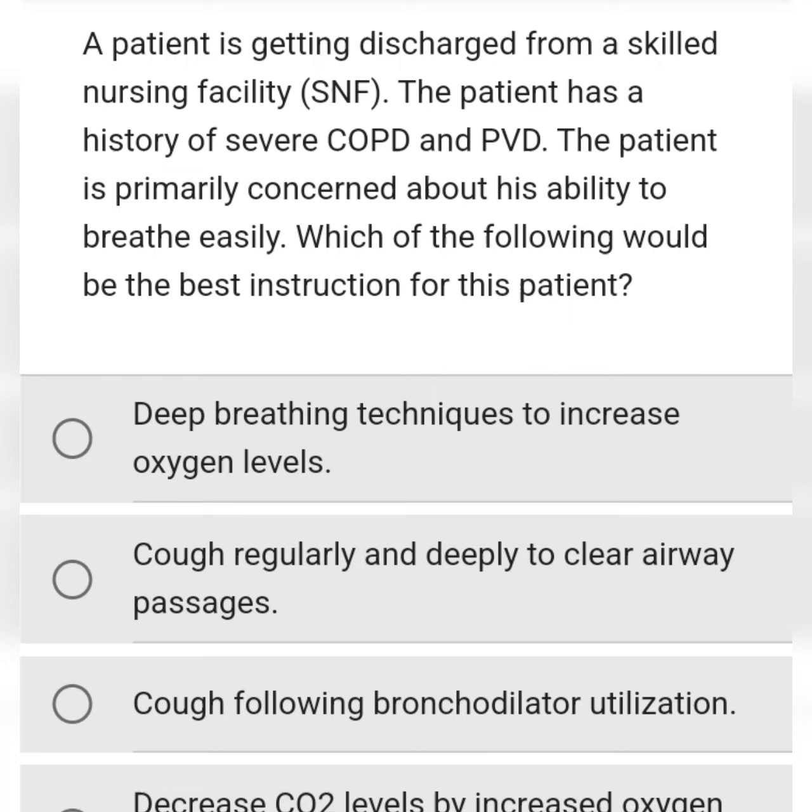A patient is getting discharged from a skilled nursing facility. The patient has a history of severe COPD and PVD. The patient is primarily concerned about his ability to breathe easily. Which of the following would be the best instruction for this patient? Cough following bronchodilator utilization.